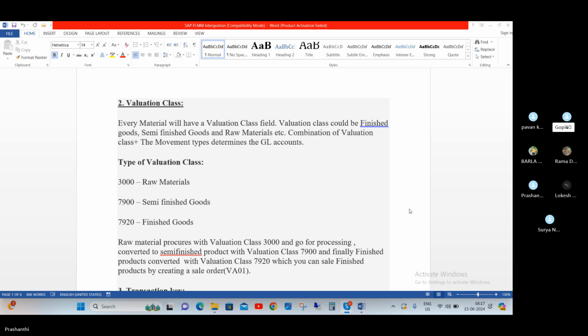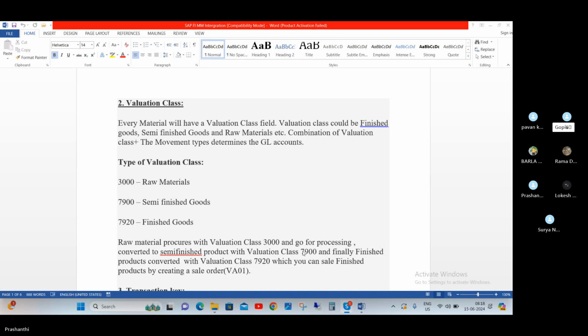The valuation class plus movement types. For example, which type of material, say raw material, and which movement type. Based upon that, we need to assign and determine the GL. So the types of valuation class: 3000 is raw material, 7900 is semi-finished goods, and 7920 is finished goods.